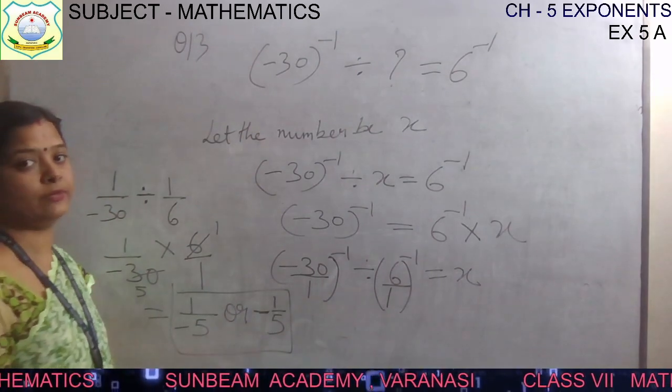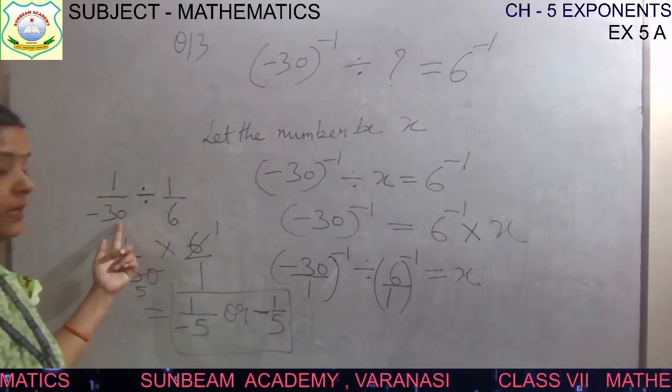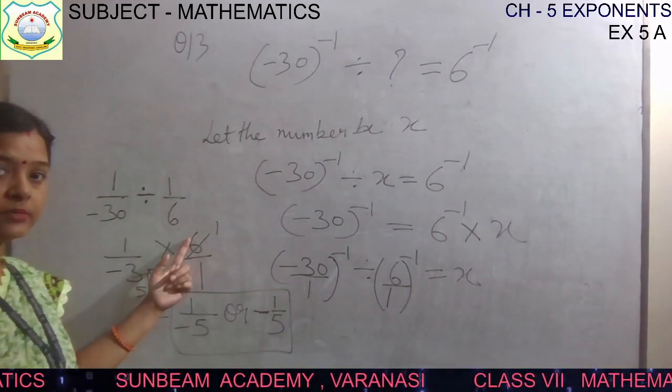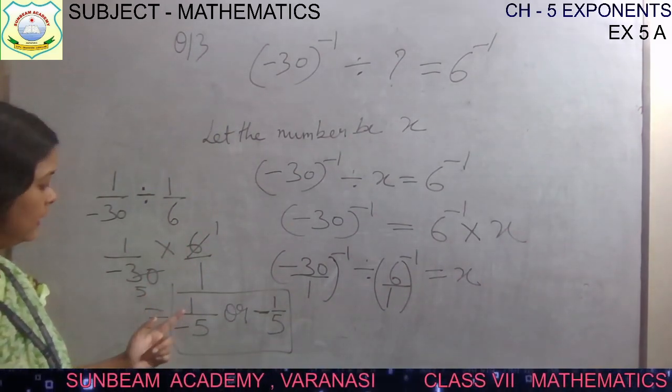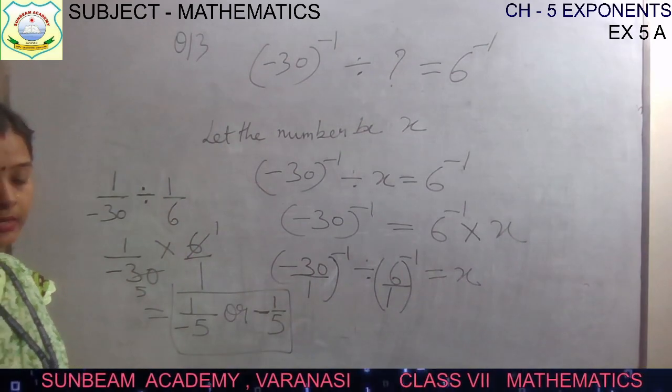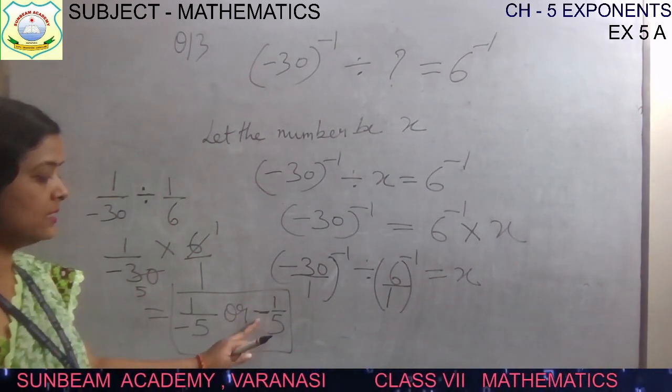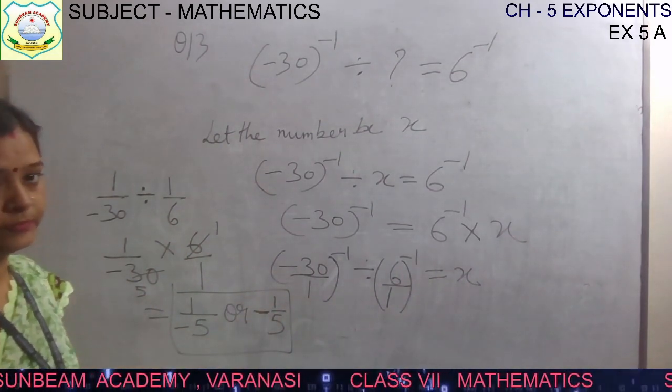Minus 1 by 5. 1 by minus 30. This will be reciprocal. 6 will go in numerator now. And when you will simplify it, 6 5 is 30, and then minus 5 is in denominator. So we can write it as minus 1 upon 5.